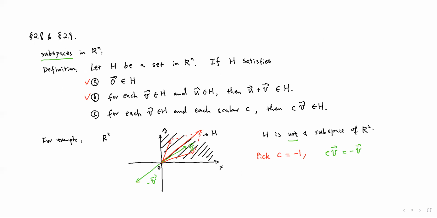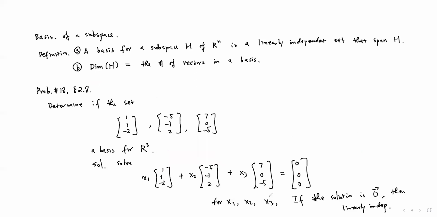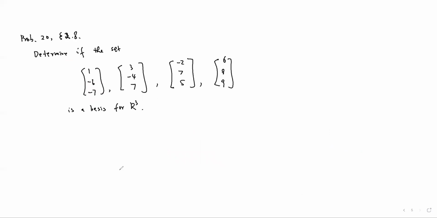Subspaces are an important concept from these two sections. The second important concept is the basis of a subspace. Now the third one, from sections 2.8 and 2.9: the column space of a matrix and the null space of a matrix. What do they mean? Definition.